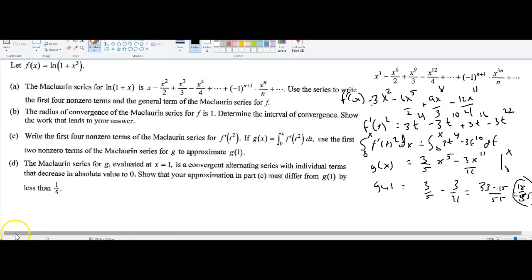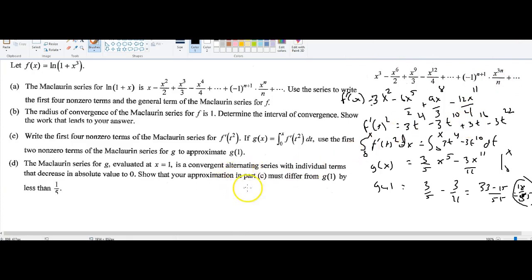I'm probably going to have to clear out, let's see here. Minus series for g is... oh, actually, I don't need to clear this for that. Okay, so show that the approximation in part C must differ from g of 1 by less than 1/5. Oh, alternating series, right? Beautiful. I was sweating it. Alternating series, but now I know. So now I go find the next term out. The next term out was right about here.